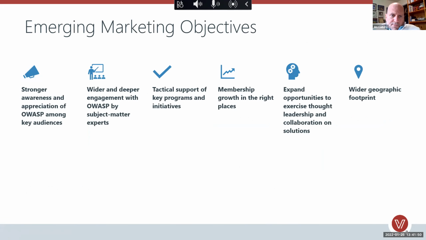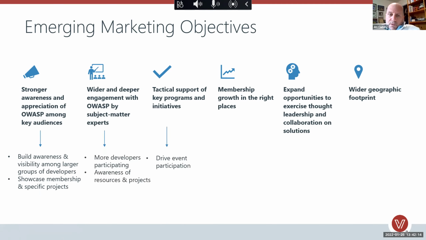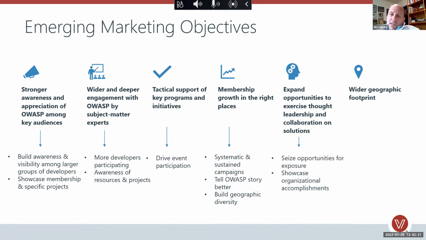So, a long story that's even longer in the deck that I gave you, but the emerging marketing objectives to support the strategic priorities the board had identified in reaction to the staff interviews we did are: stronger awareness and appreciation of OWASP among key audiences; wider and deeper engagement with OWASP by subject matter experts; tactical support of key programs and initiatives, particularly your educational program; membership growth in the right places; expanded opportunities to exercise thought leadership and collaboration on solutions, which effectively is an outcome if we are able to tell this OWASP story in a more dynamic and more systematic way, it naturally should lead to that; and then a wider geographic footprint.